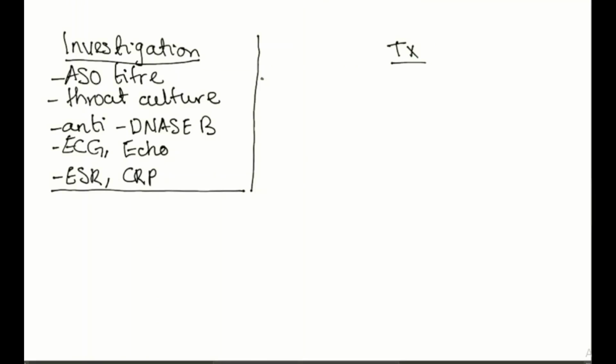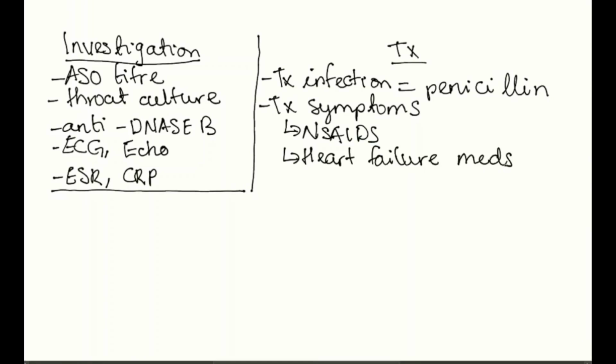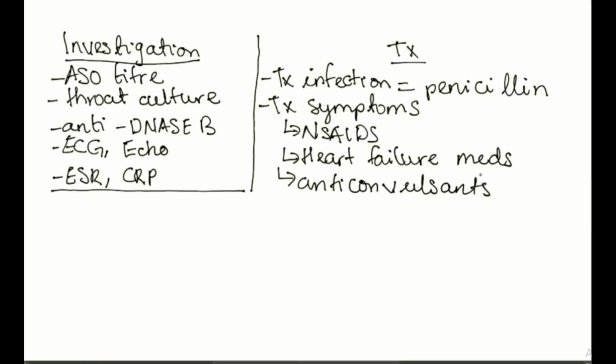Treatment of acute rheumatic fever begins with treatment of the initial strep infection, and this is done using penicillin. In some cases, it also involves treatment of the symptoms. Patients who present with arthritis are given NSAIDs, and these include aspirin and ibuprofen. In patients who present with symptoms of heart failure, medications such as diuretics, ACE inhibitors, or ARBs can be given. Most cases of chorea do not require treatment. However, in severe cases, chorea can be treated with anticonvulsants such as sodium valproate.